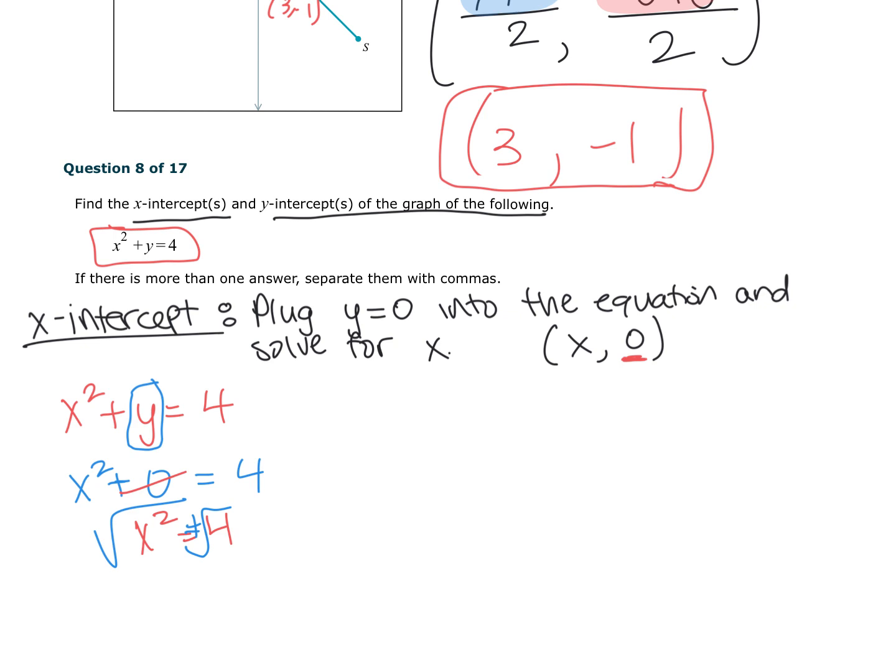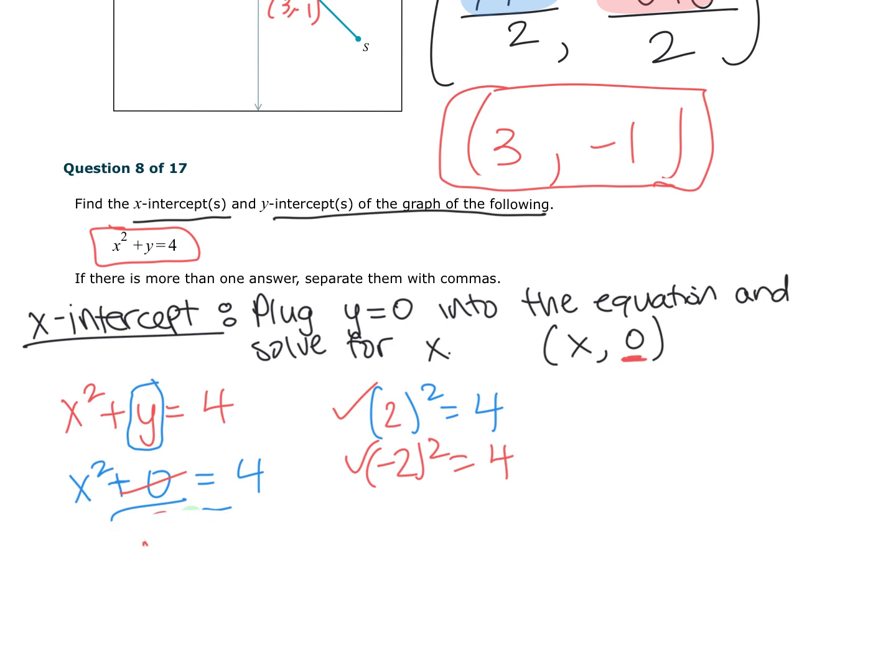Because if I said, what squared is equal to 4, it would be 2 and negative 2. Both of those would be true. So anytime we take the square root of both sides, we always have to include a plus or minus, which I tried to do right here. I'm going to clean this up a little bit, though, so you can see it a little better.